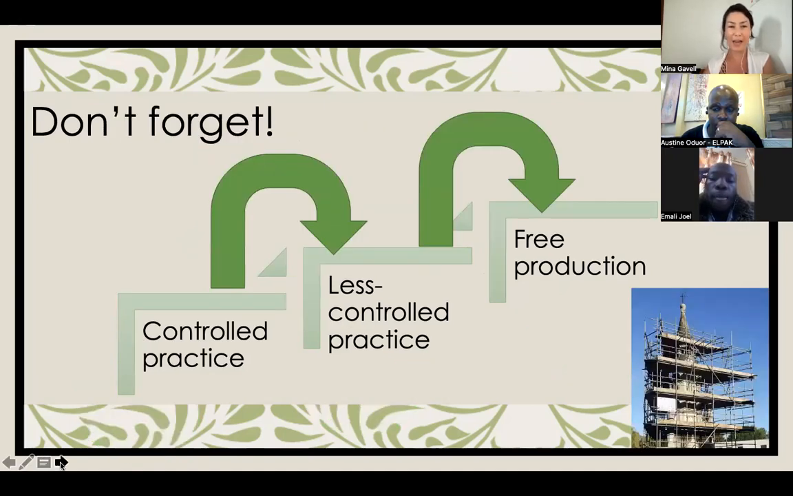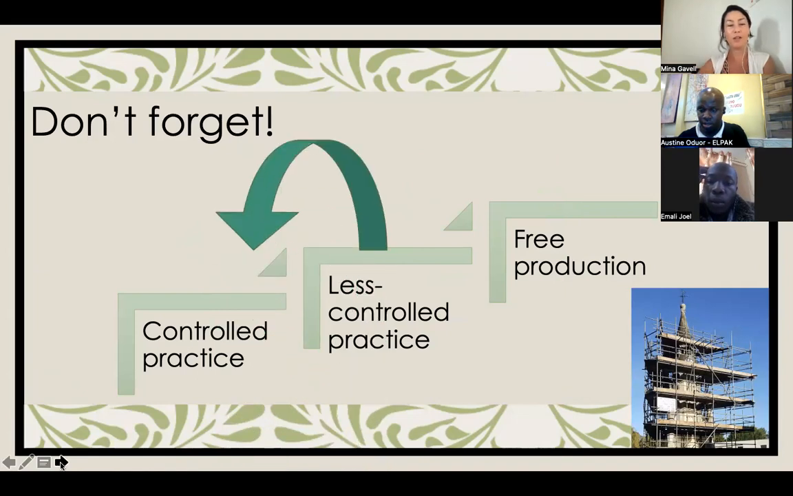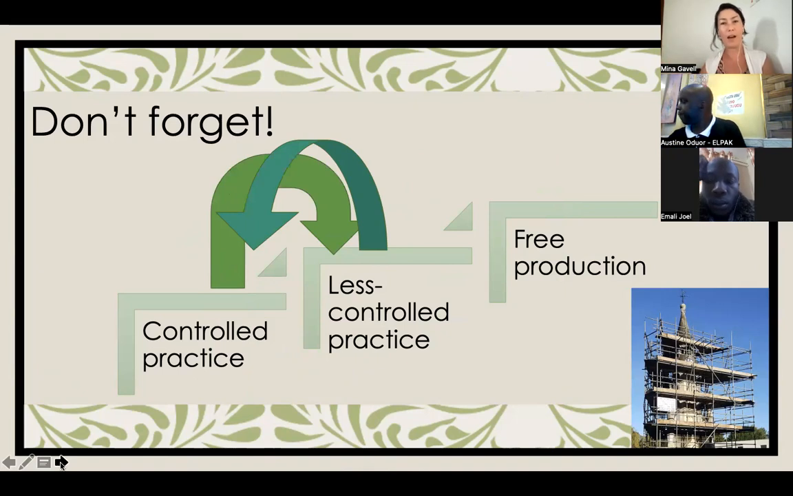I also want to point out that in a perfect world, we move up and we have no problems. But in real life, we don't always move up. Sometimes we move up and then we realize, oh, actually, my students can't do the less controlled practice. They're making all kinds of mistakes. So we need to go back and do more controlled practice. Only after they've shown that they can do it, then we can move on.